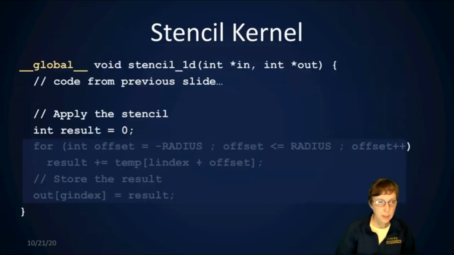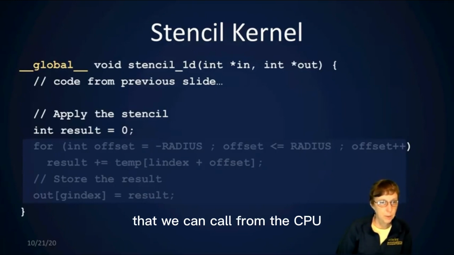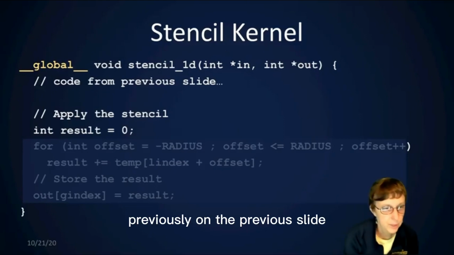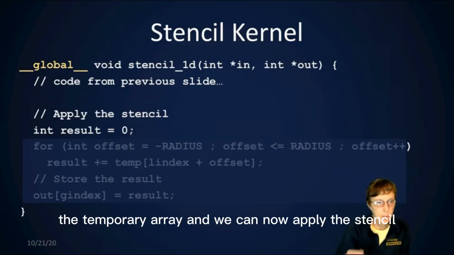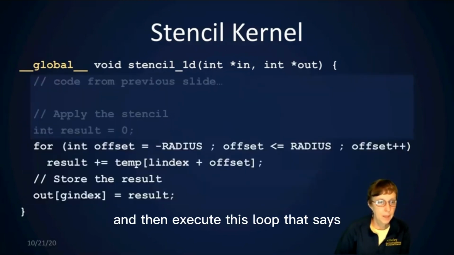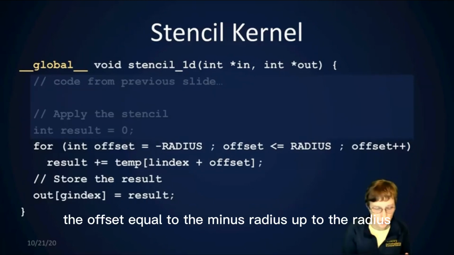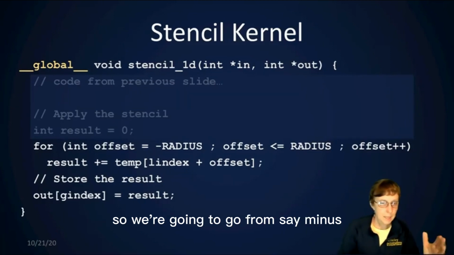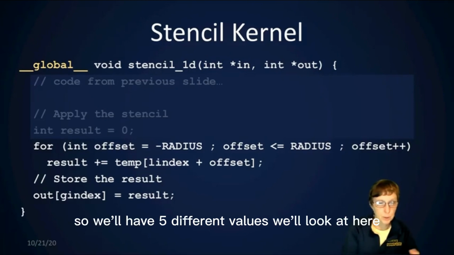And so here's just the header again. So this is this global function that we can call from the CPU. And the comment says that all the code that was previously on the previous slide is still here. So we've filled in the temporary array, and we can now apply the stencil. We'll initialize the result to 0 and then execute this loop that says for the offset from minus radius up to the radius. So we're going to go from, say, minus 2 up to positive 2. So we'll have 5 different values we'll look at here.